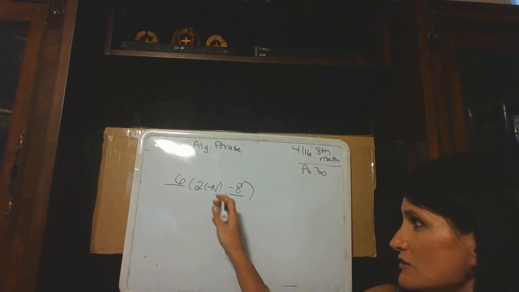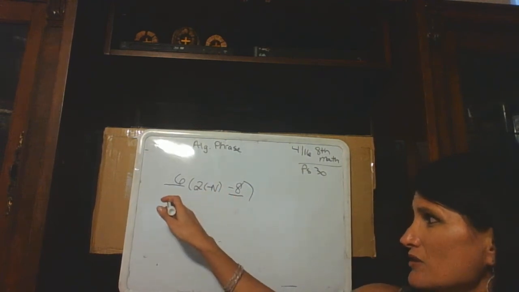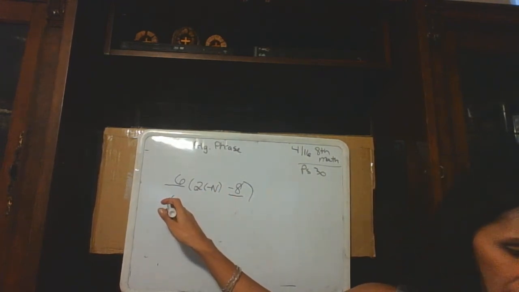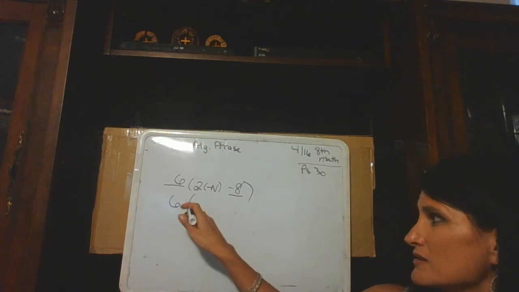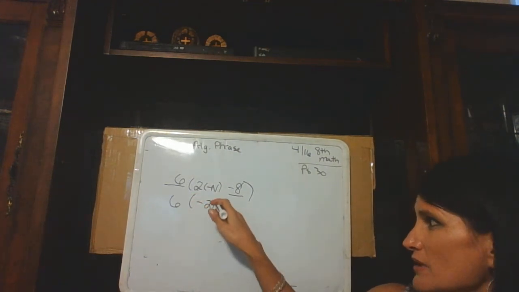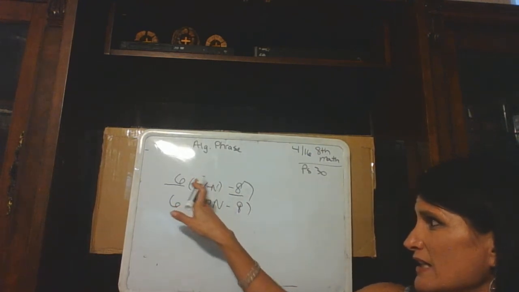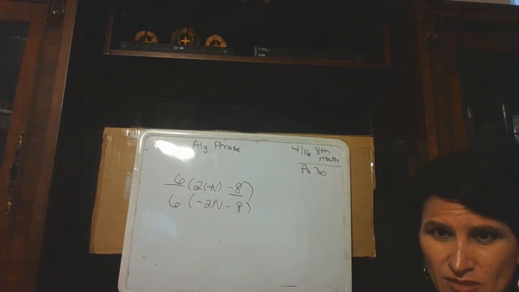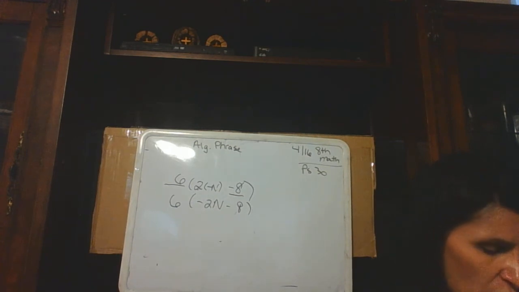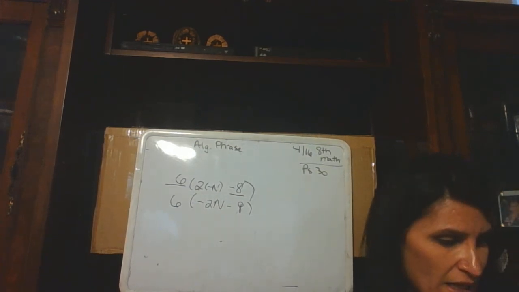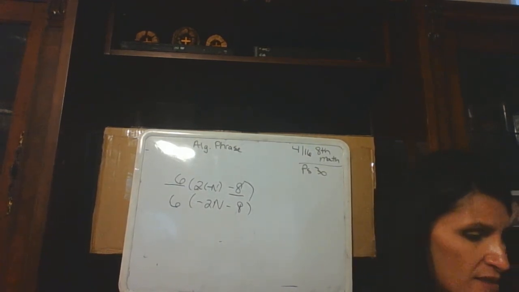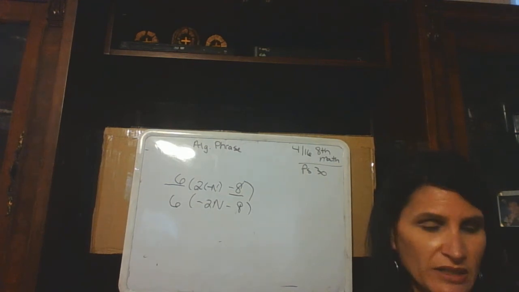Now, another way to clean this up so it's not awkward is to say 6 times negative 2n minus 8. It's still the same thing, we're just putting the negative in front of the coefficient, okay? So those would be the exact same type of problem. Okay, I think that covers all the scenarios on the algebraic phrases.